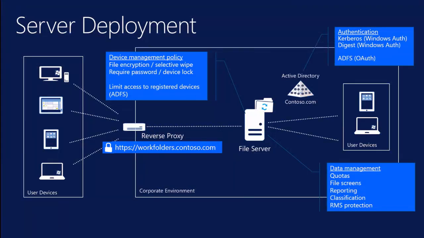So if you want to assign quota to your users' data, automatically classify it, RMS protect it, do file screening or reporting, e-discovery, all the stuff that you can do on file servers today, you can now do on the user's data that's sitting on the desktops. For some industries, this is a huge problem today: all the data is sitting on the desktops, and you have no ability to know what's there, to report on what's there, and to also make sure that you have leakage protection.